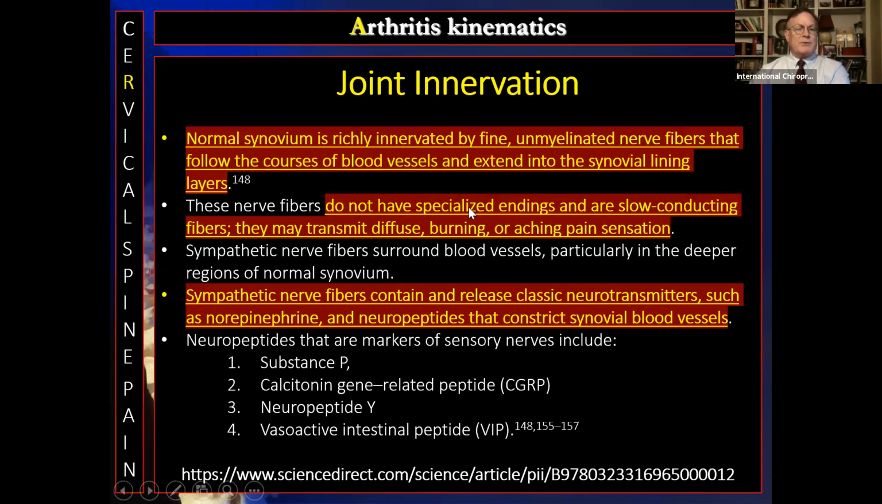These nerve fibers do not have specialized endings and therefore are slow conducting fibers, and they transmit the diffuse, burning, aching pain sensation, so-called neuropathic pain. And that's a lot of what we see for people with migraine headaches. A lot of that happens right there at the lesser and greater occipital nerve sites and C3 and skull base and along the facets. Sympathetic fibers are an entirely different group, and we'll talk in a little bit about them.